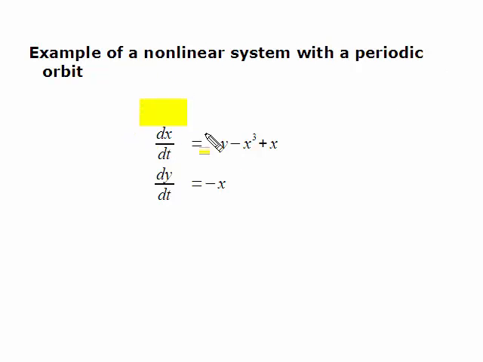So this is the differential equation that we're going to use. There are several other nonlinear systems that will give a periodic orbit, but we're going to use this one for the example here. It doesn't look like it would give a periodic orbit, but it does.